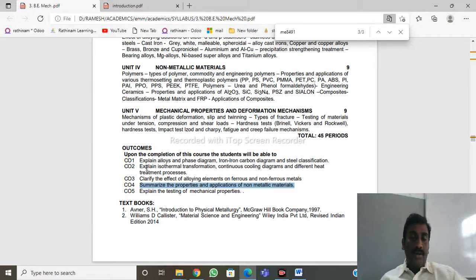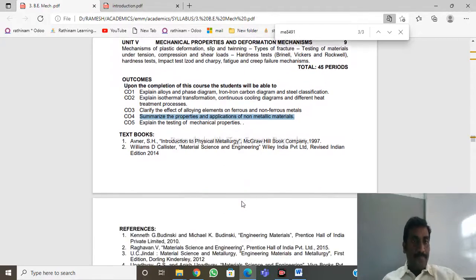Then unit five. After completion of unit five, mechanical properties and deformation mechanisms, students should be able to explain the testing of mechanical properties. What all the mechanical properties are there, and how they are involved in engineering applications. So this can be done by our students.